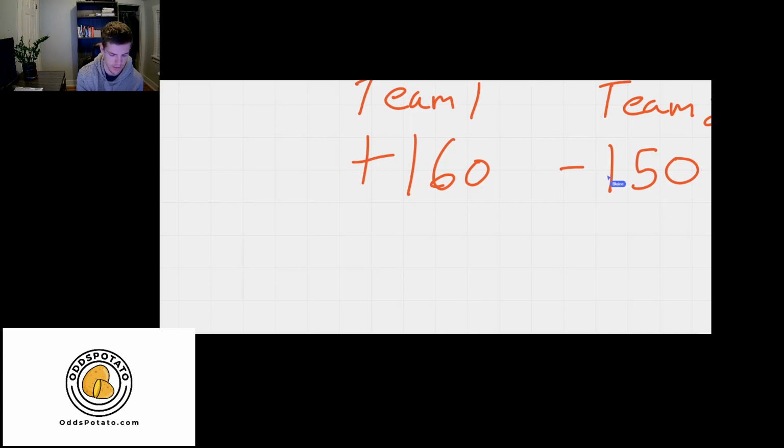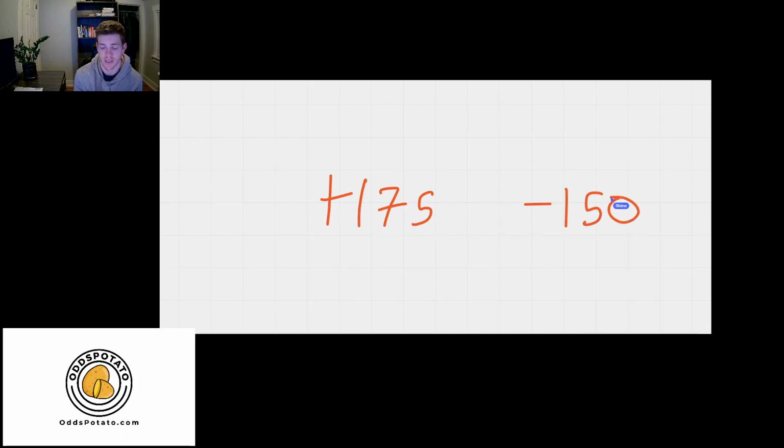So let me move that a little bit so you guys can see it better. All right, so let's take a different one. So plus 175, minus 150. Once again, that plus is more than the minus. The 175 itself is more than the 150. You know that's an arbitrage bet.